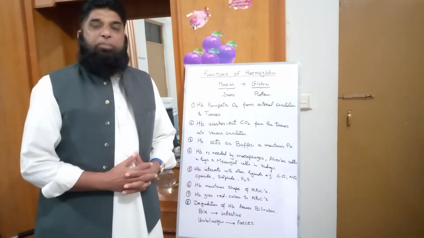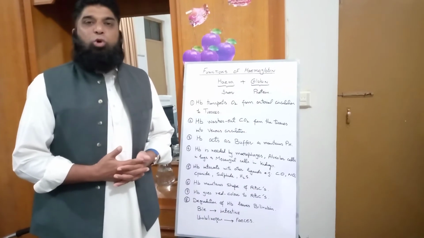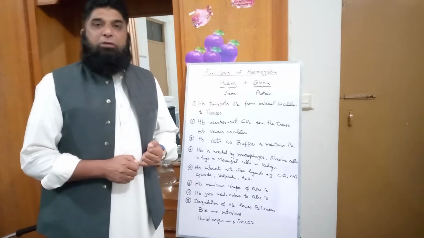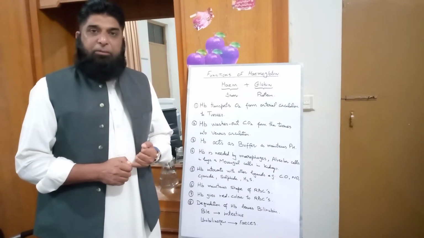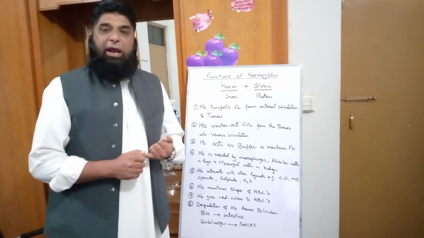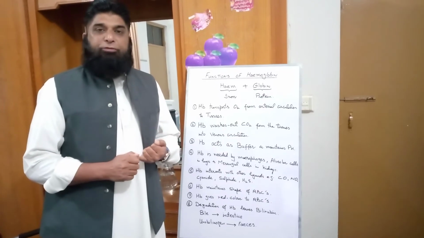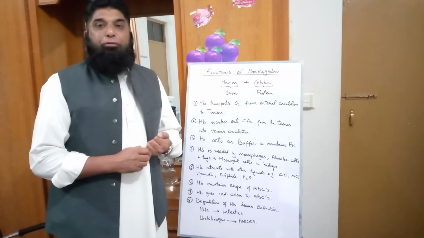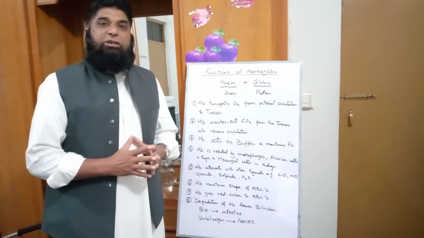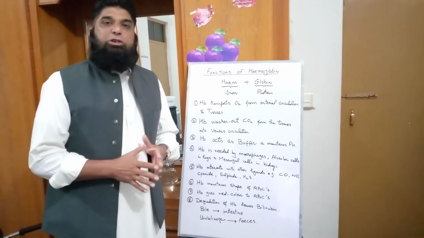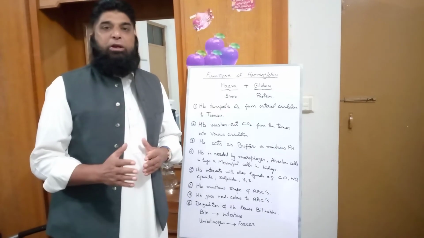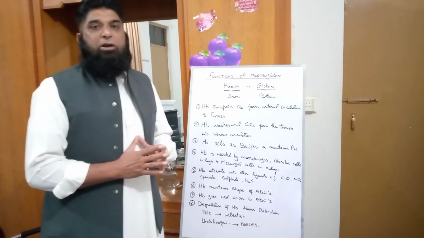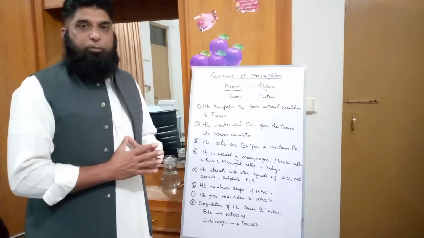Students, in the human body, there are normally three different types of hemoglobin. Adult hemoglobin, which is called hemoglobin A, is present in adult life soon after birth. Number second, hemoglobin F, fetal hemoglobin. It is present in the fetus, and when the fetus is born, this fetal hemoglobin starts converting into adult hemoglobin. And number third is hemoglobin A2.